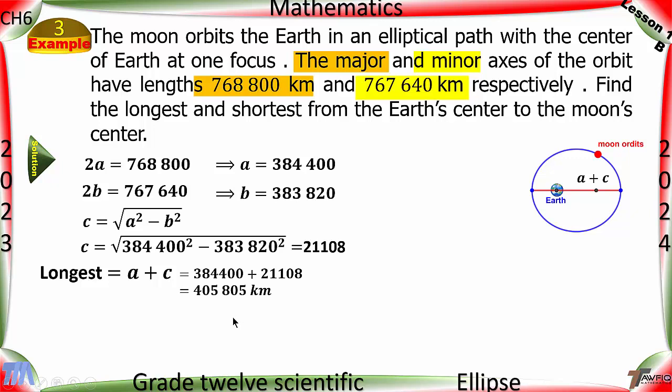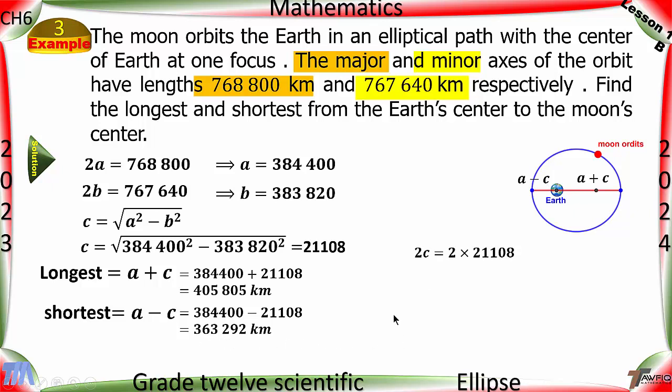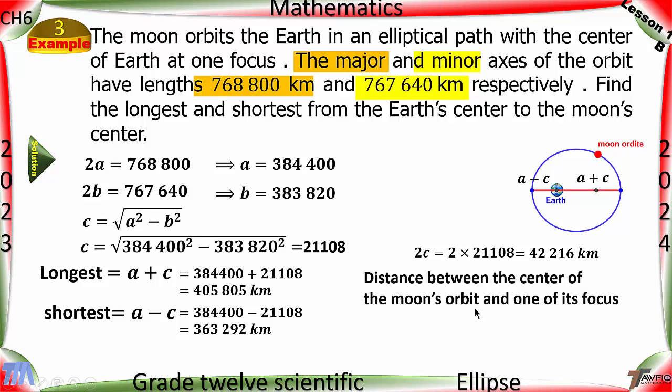405,805 kilometers. And the shortest is here. So it becomes a minus c, which is equal to 363,292 kilometers. And 2c, that means the distance between the two foci, is 2 times 21,108, which is equal to 42,216 kilometers. That is the distance between the center of the moon's orbit and one of its foci.